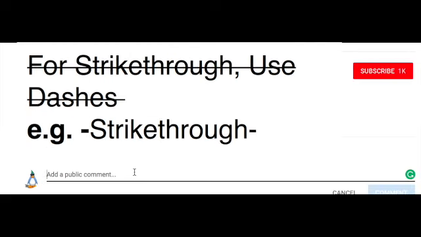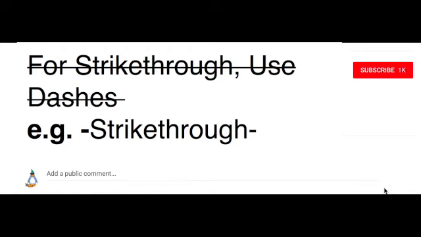Now, if you would like to do strikethrough, all you would have to do is a dash or a hyphen, then your comment, then another dash or a hyphen. If you scroll down, it should be strikethrough.